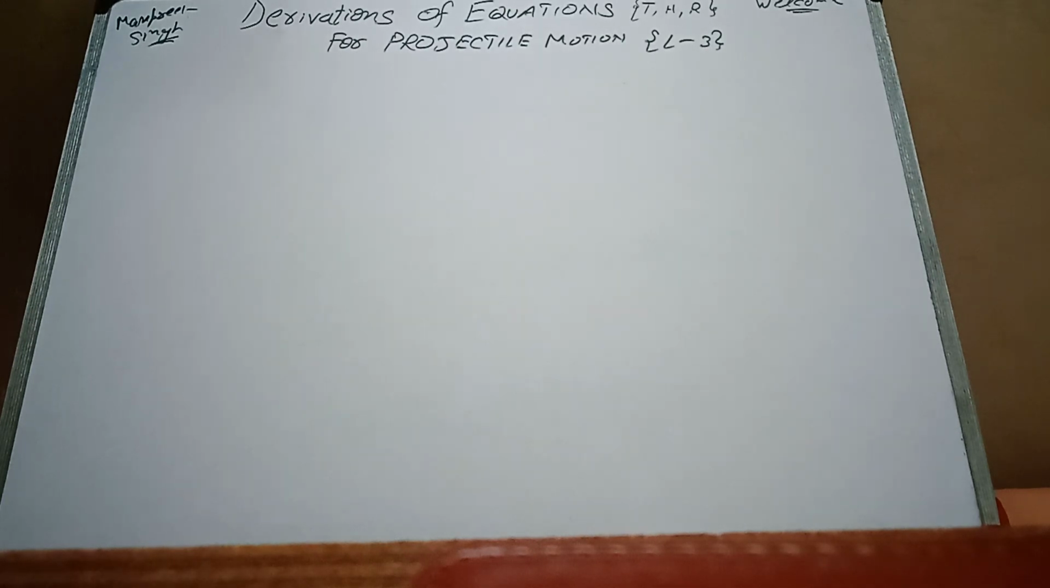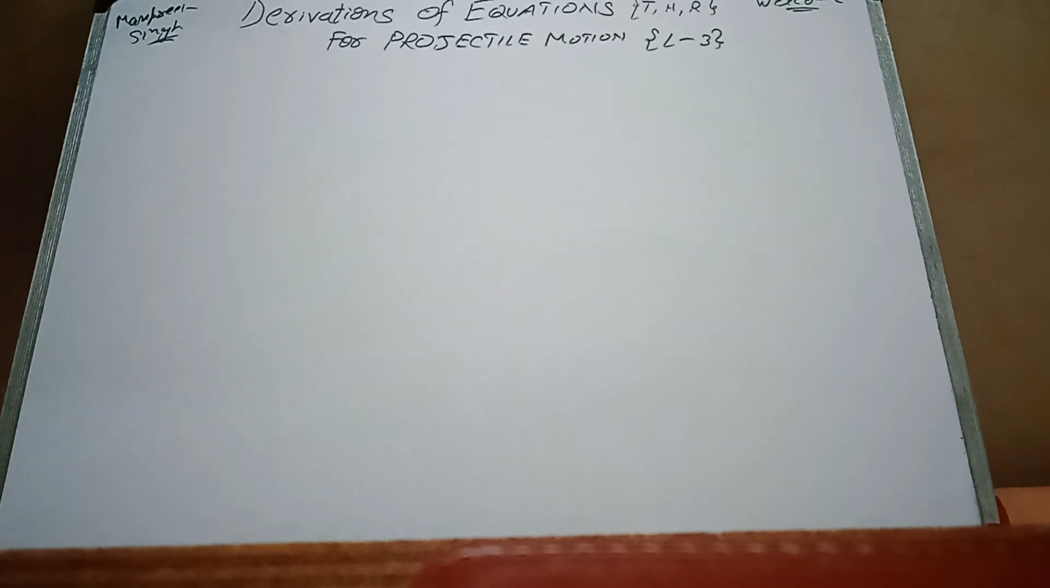There are three equations which must be asked in your examinations: total time of flight, maximum height attained by the projectile, and the maximum range. We will discuss all these three things in today's lecture. So please watch the lecture till the end so that all your doubts are cleared and all the formulas and derivations are clear. So let us start with the video.